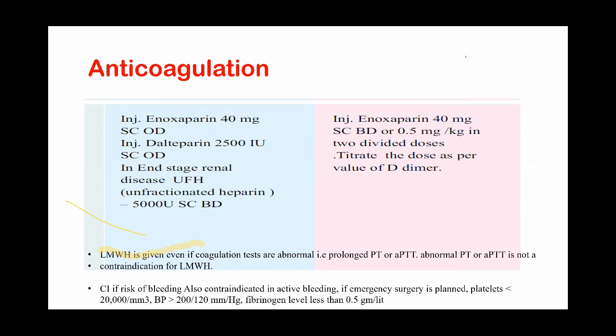So as soon as the patient comes in with moderate disease, you start enoxaparin, or you can start dalteparin, 40 milligram subcutaneous OD, or dalteparin 2500 international units subcutaneous OD. And you keep checking your D-dimers, and titrate the dose as per the value of D-dimer. If your D-dimer is rising, you have to increase the enoxaparin or dalteparin dose. If you have a risk of bleeding, you should not give heparin. Or if surgery is planned, or the platelets are less than 20,000 and fibrinogen level is less than 0.5. But even a prolonged PT-aPTT is not a contraindication to low molecular weight heparin.